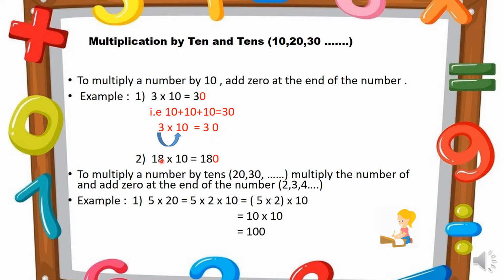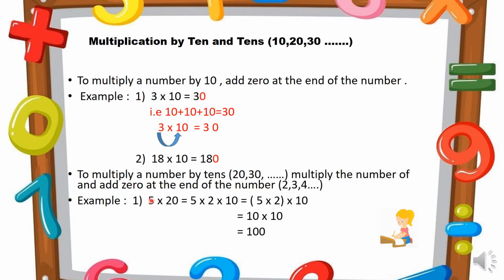Same way, 18 multiplied by 10 is equal to 180. You need to multiply 18 with 1. 18 ones are 18. The remaining 0 you have to place at the right end. To multiply a number by tens, multiply the number and add 0 at the end of the number.